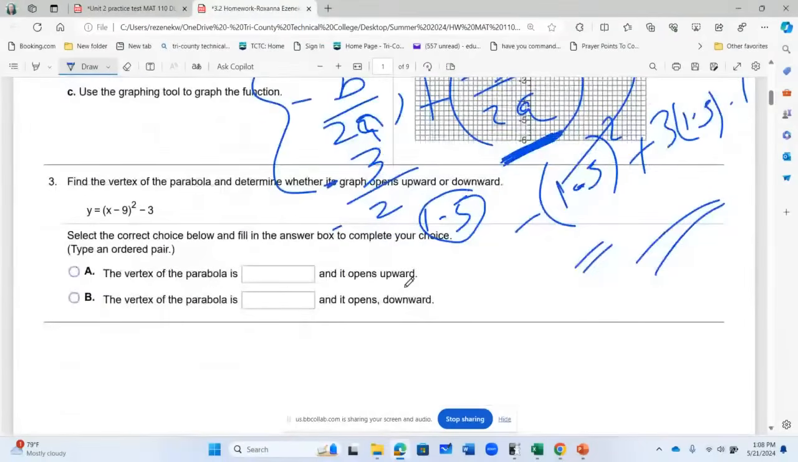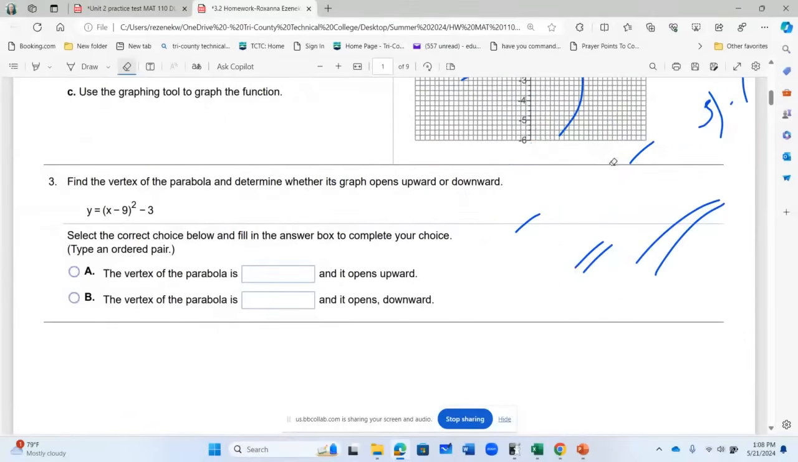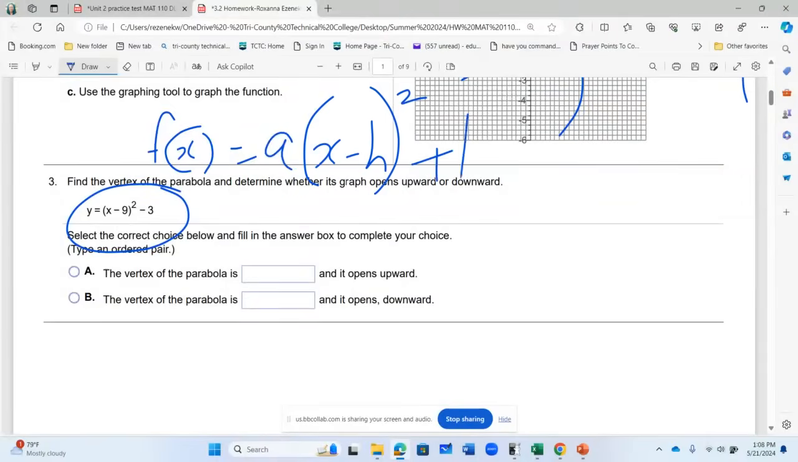Let's do number 3. Number 3, find the vertex. So this time they have actually converted the function to vertex form. All they want me to do is find the vertex. Before you do that, I would like you to write the function f of x. Write vertex form for yourself: a into x plus or minus h, squared, plus k.